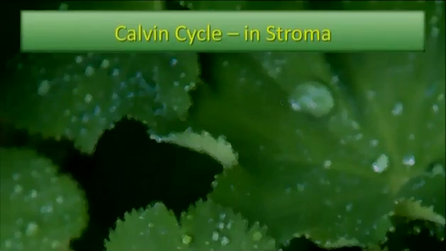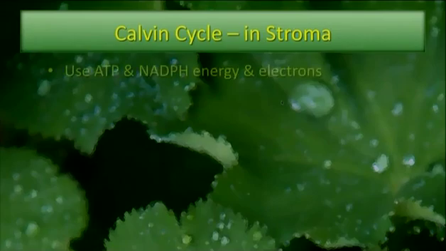Now the second part of photosynthesis happens in the stroma, and it's called the Calvin cycle. The products of the light reactions may proceed along different pathways depending on the type of plant, but they will all go through the Calvin cycle. The Calvin cycle uses ATP and NADPH: energy from ATP and electrons from NADPH, which we just talked about.